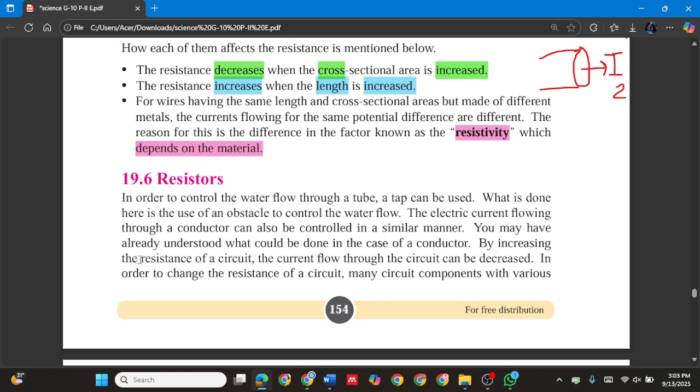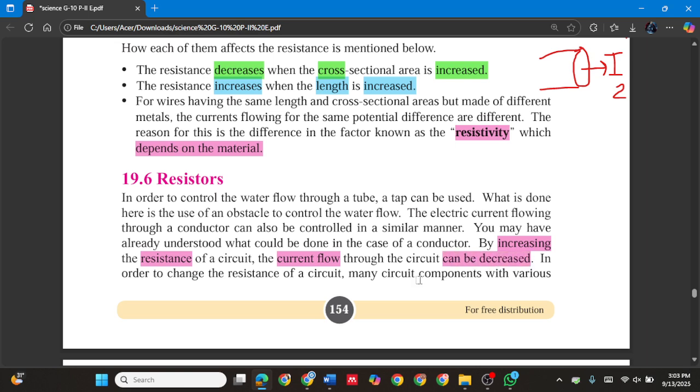By increasing the resistance of a circuit, the current flow through the circuit can be decreased. By increased resistance, the current flow can be decreased.